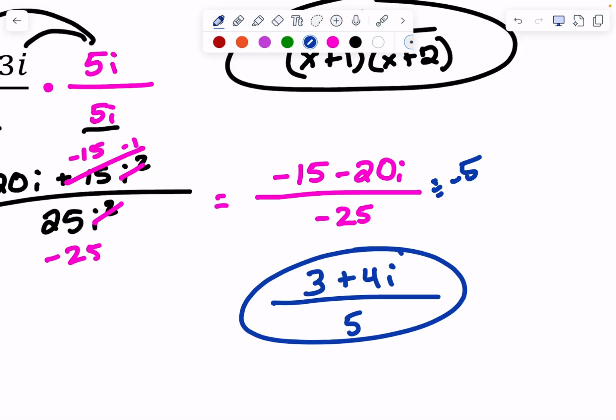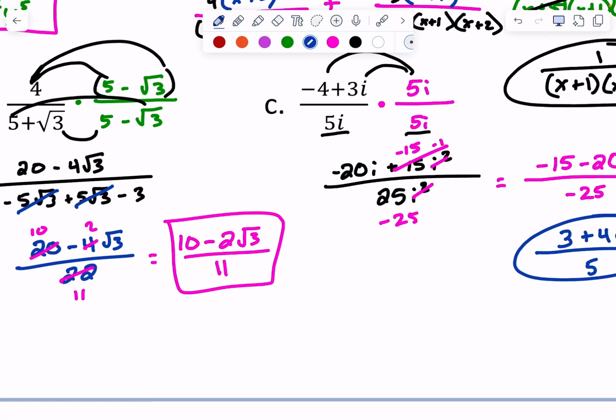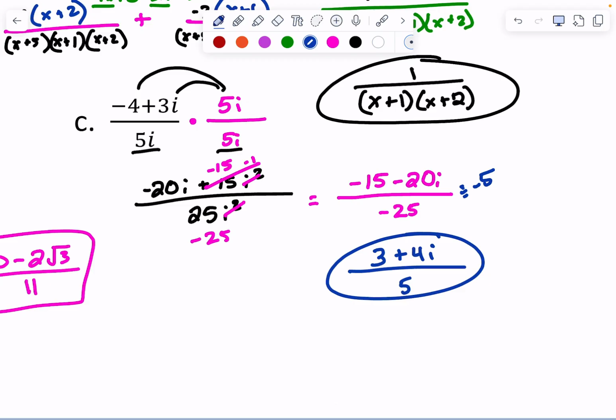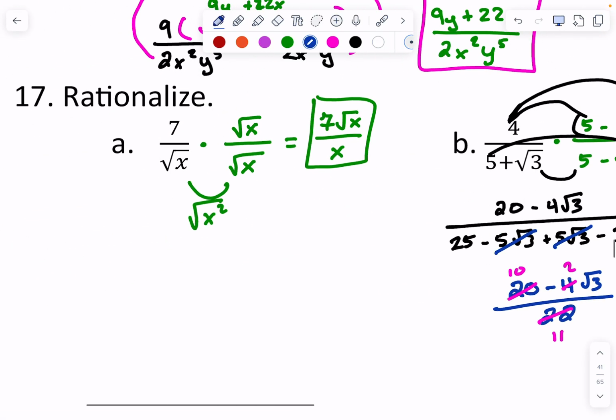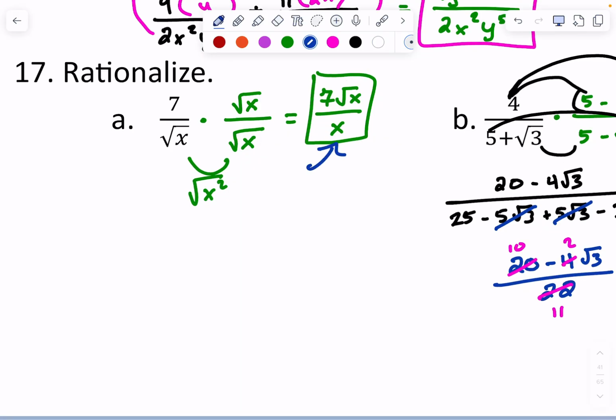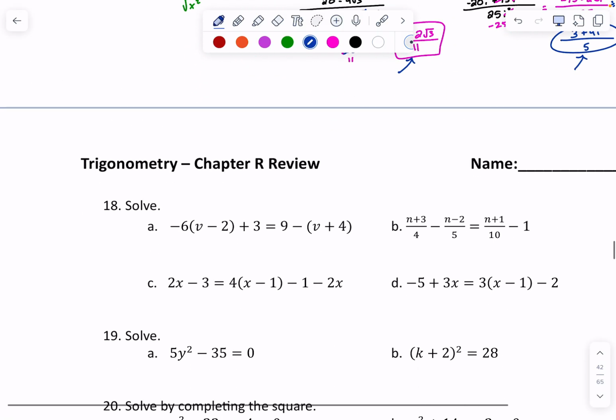Did I successfully get rid of the i in the bottom? Nope. As soon as you are done with all of those problems, look and say, did I get rid of the junky stuff in the bottom? Did I do that here? Did I do that here? And if you still have a square root in the bottom, then you didn't do it right. Got it? Okay. Top of the next page.